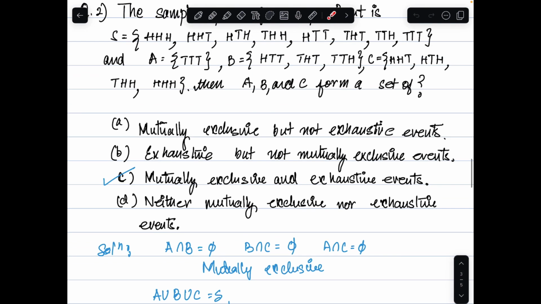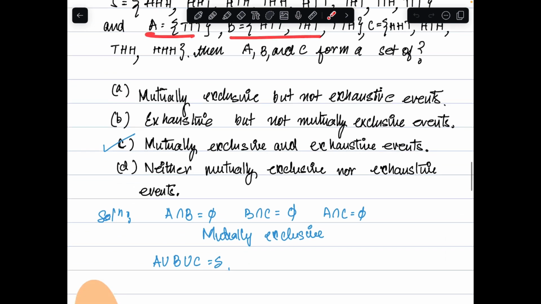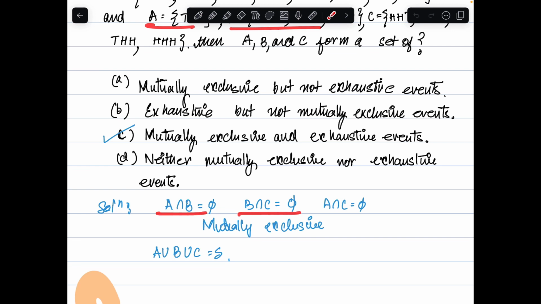What you have to do is see whether the intersection is empty or not. When we see, you will get to know the intersection of any 2 events is empty. That means they are mutually exclusive. Now let's come to the union. You can see the union of all will give you the sample space. That means it's mutually exclusive as well as exhaustive.